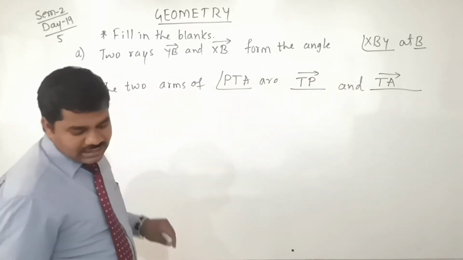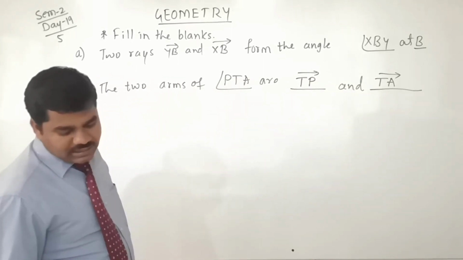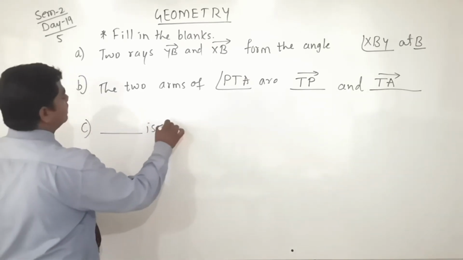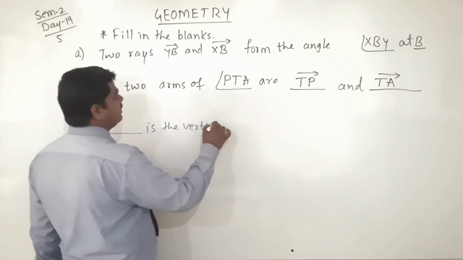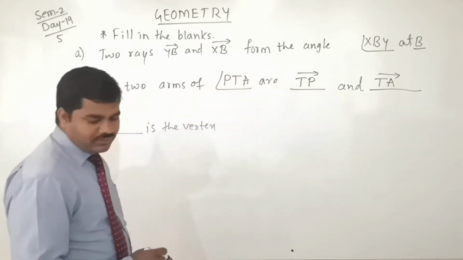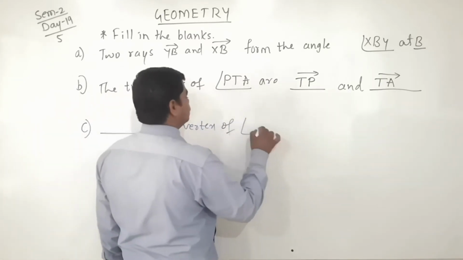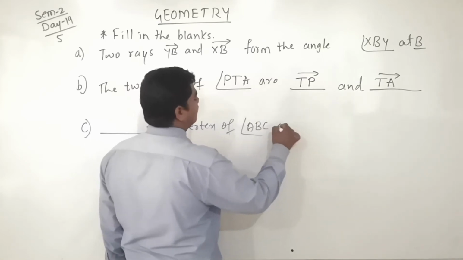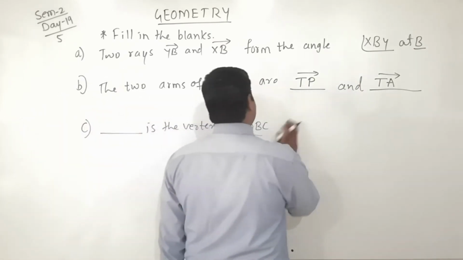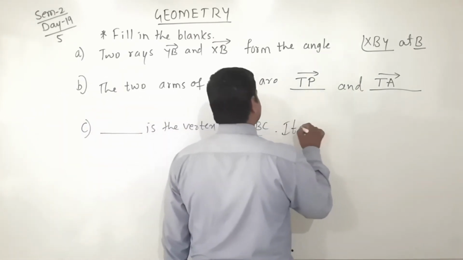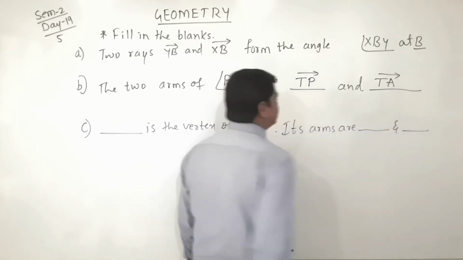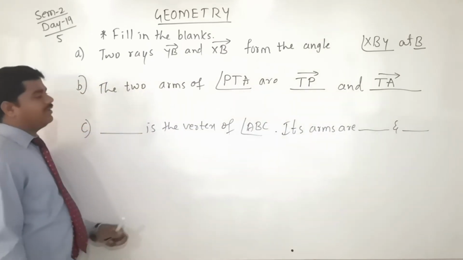Another question. Dash is the vertex of angle ABC and its arms are the rays dash and dash. Yes, here dash is the vertex of angle ABC, and here we can write its arms are the rays dash and dash.